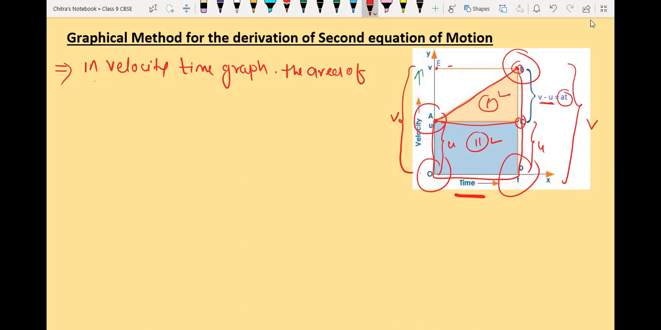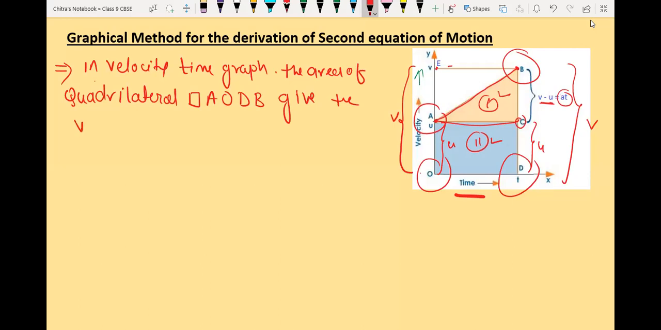So I'm going to write: in the velocity time graph, the area of the quadrilateral AODB gives the value of distance traveled by an object.